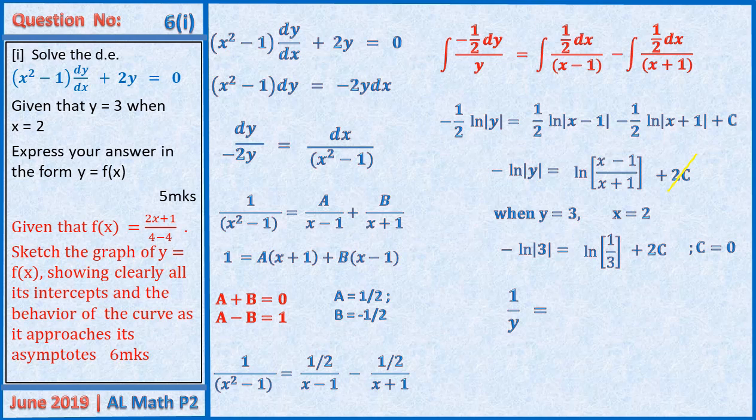So our equation can now be written as 1 over y equals x minus 1 all over x plus 1. Now the question is, why the 1 over y? Remember that minus ln y is the same as ln 1 over y. And since both sides have ln, I can remove the ln and I'll be left with 1 over y equals x minus 1 over x plus 1. But the question says I should give my answer in the form y equals f of x. So when you cross multiply, you will have y equal to x plus 1 over x minus 1.